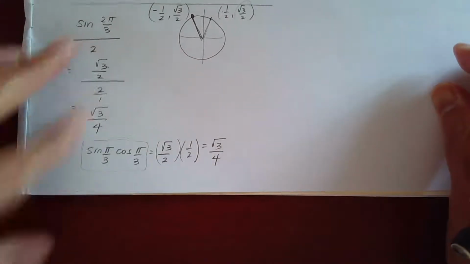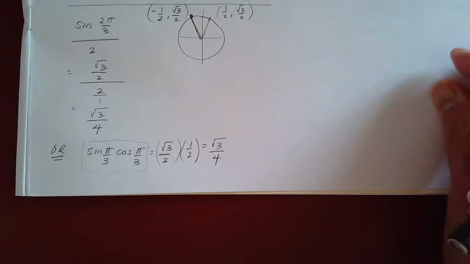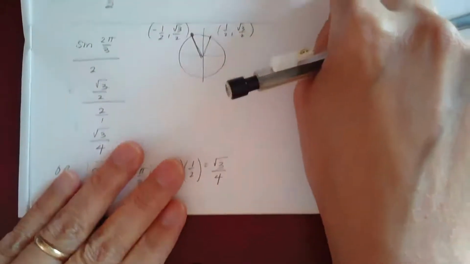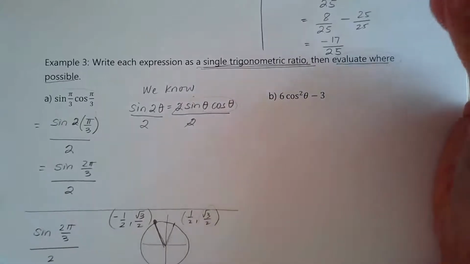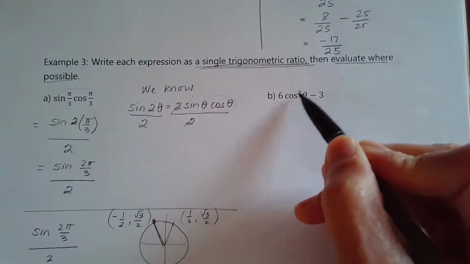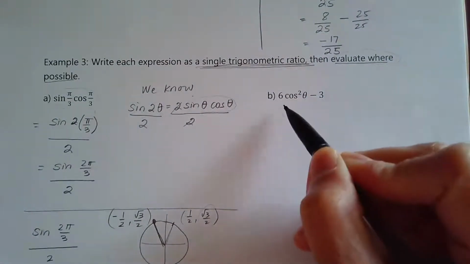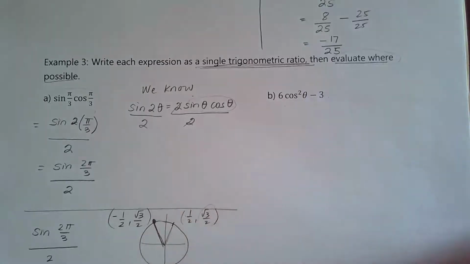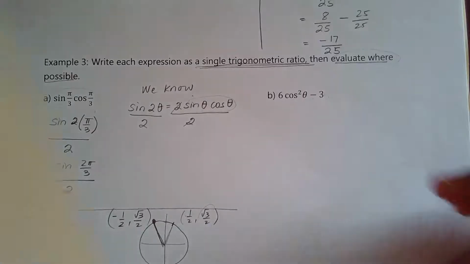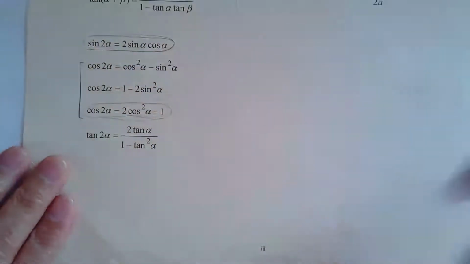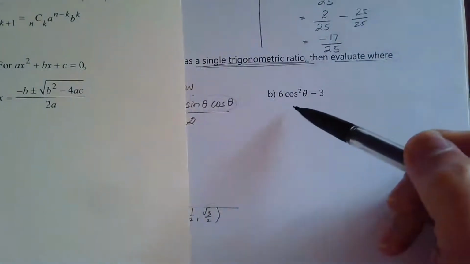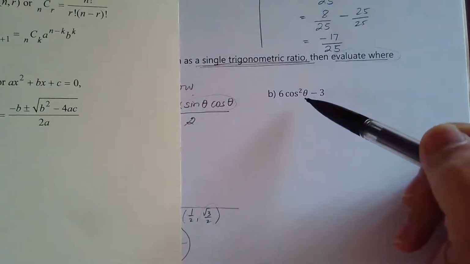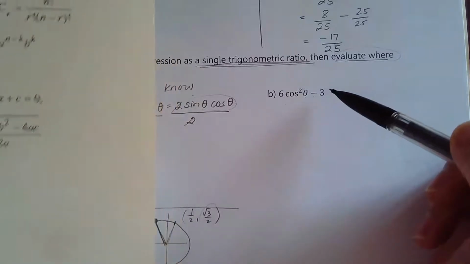Okay, so let's try this one. What's going on in here? We got 6 cos squared theta minus 3. Okay, well, we don't have a trig ratio for that, right? So if you take a look at this, we don't have a trig ratio for 6 cos squared theta minus 3. But what can we do?